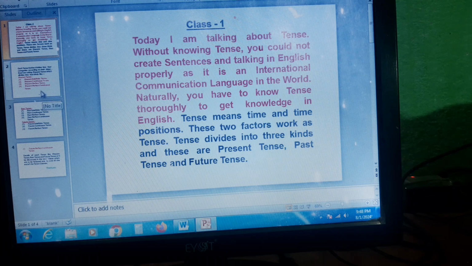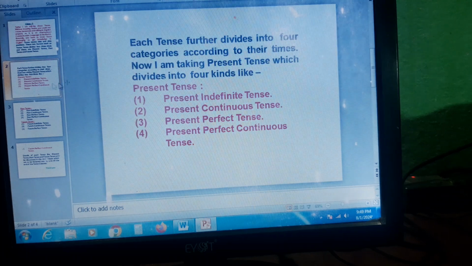Now I am going to the second slide. Each tense further divides into four categories according to their times. Now I am taking present tense, which divides into four kinds. Number one, present indefinite tense. Number two, present continuous tense. Number three, present perfect tense. Number four, present perfect continuous tense.